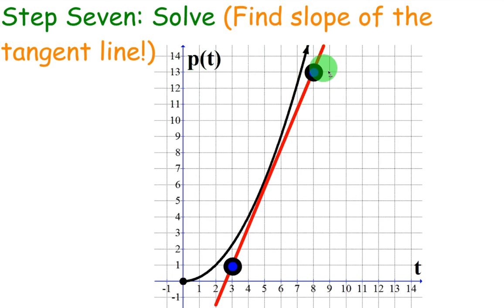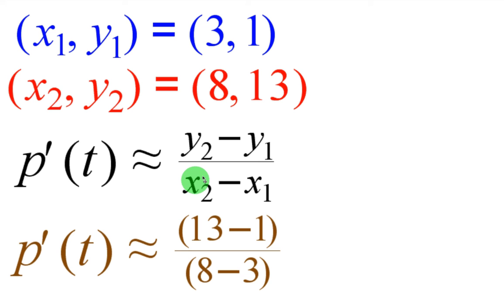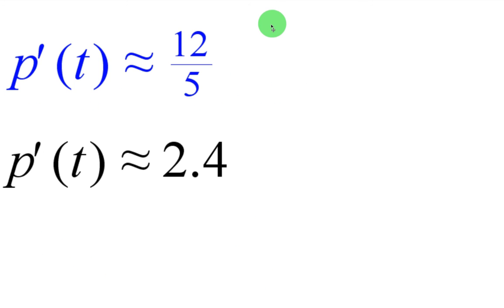To find the slope of a tangent line, you need 2 points. So I chose (3, 1) and (8, 13), and do my formula for slope. We're going to end up with 12 over 5, which I guess you could convert as a decimal, 2.4. Now remember, population is in thousands, so keep that in mind when we answer this verbally.